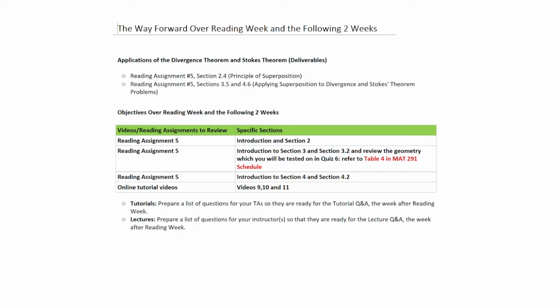So the objectives over reading week and the following 2 weeks, I basically structured in the form of a table with 2 columns: the videos and reading assignments to review. More or less, it's everything within Reading Assignment 5 where certain parts have been excluded, and the online tutorial videos. As far as the specific sections are concerned, the introduction in Section 2, introduction to Section 3 and Section 3.2, and review of the geometry will be tested on in Quiz 6, and you can refer to Table 4 in the MAT291 schedule to figure out which is the one that you really ought to look at, aside from what we're going to be doing in the lectures.